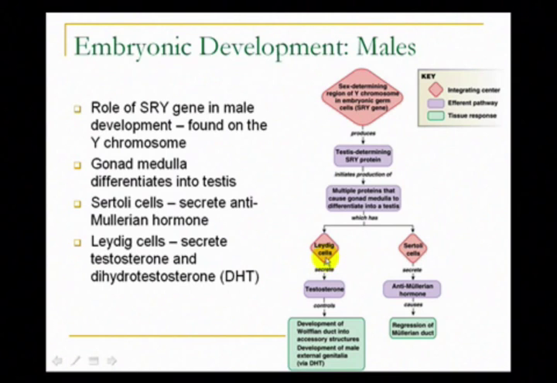Two types of cells that differentiate in the testes are the Leydig cells and the Sertoli cells. Once they differentiate, they start to produce additional hormones. The Leydig cells will produce testosterone, and testosterone will cause the Wolffian duct to develop into male anatomy. Then testosterone, along with another very similar hormone called dihydrotestosterone, or DHT, is very important in the development of the male external genitalia.